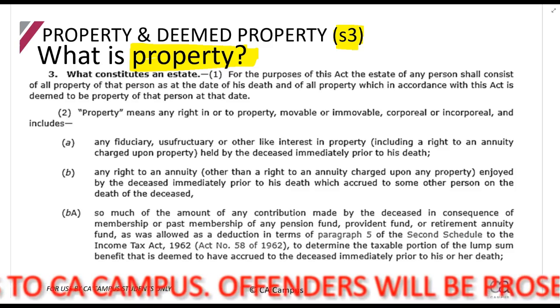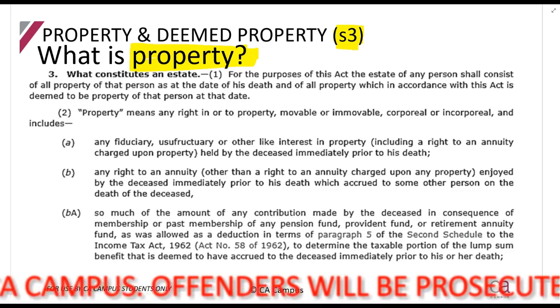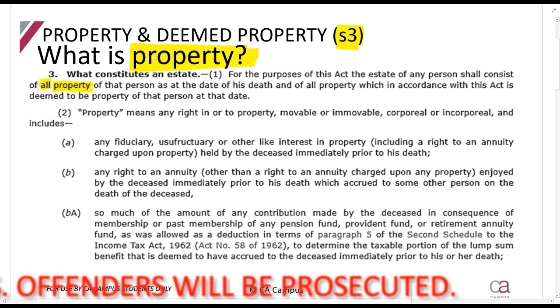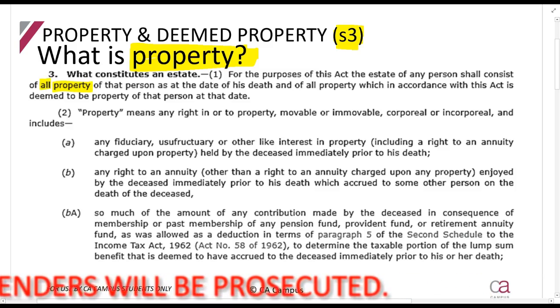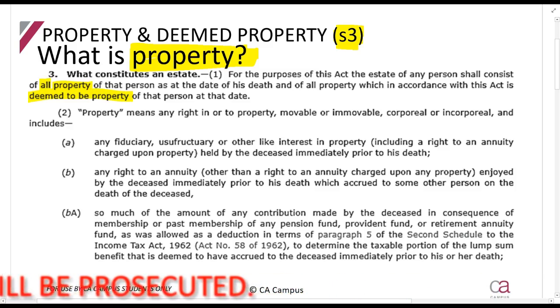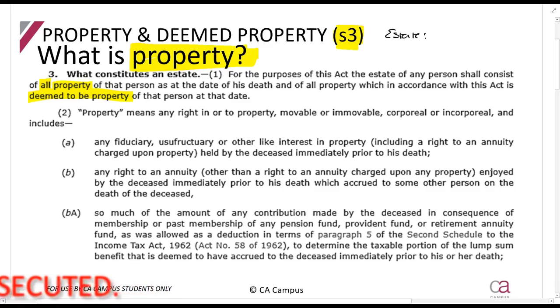It says, what constitutes an estate? For the purposes of this Act, the estate of any person shall consist of all the property of that person as at the date of his death, and all of the property which in accordance with this Act is deemed to be property of that person at the date. So what this is basically saying to you here is that your estate is your property plus deemed property. Alright, so that's what we have to talk about. So we talk about property now.